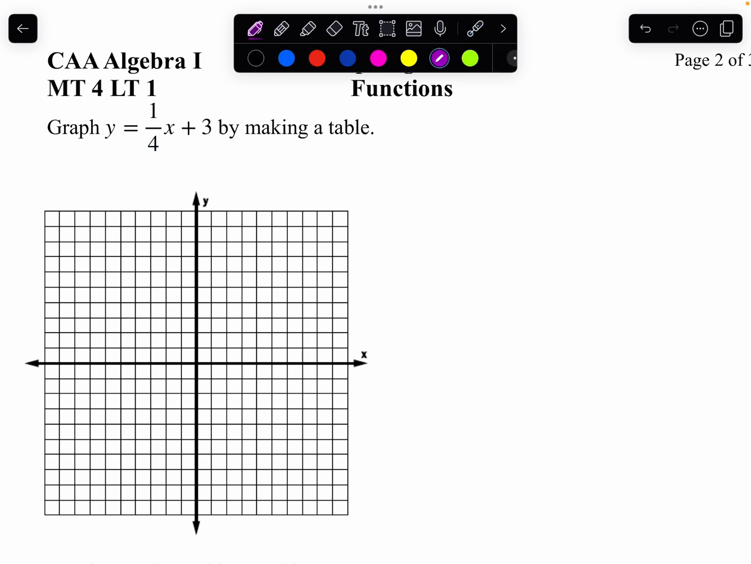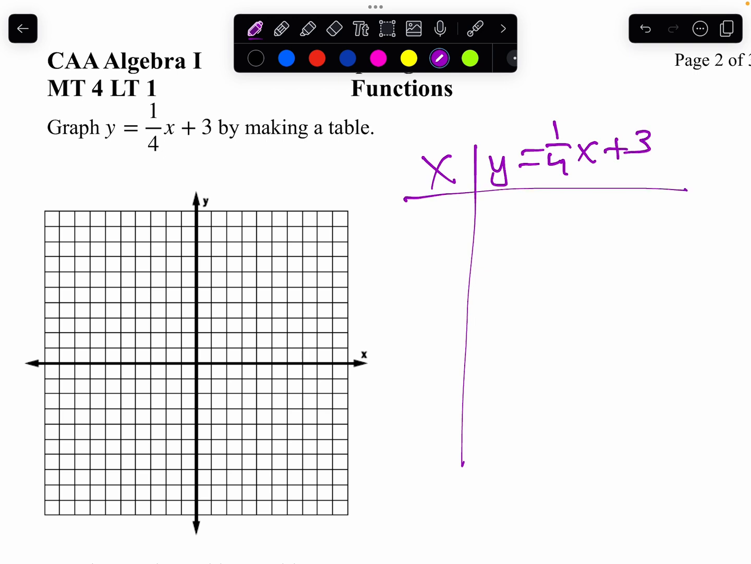So when I make my table here, my x and y table, let's rewrite that y. So y is 1/4 x plus 3. My values of x, I want 4 to go into them. So I'm going to go -4, 0, and 4. So now I'll just do that.